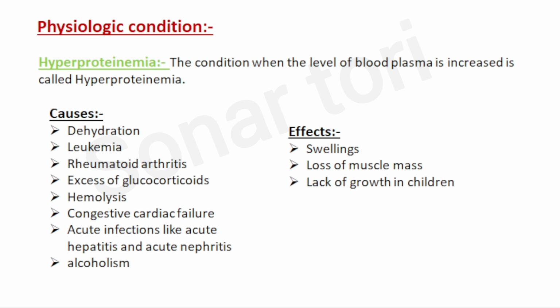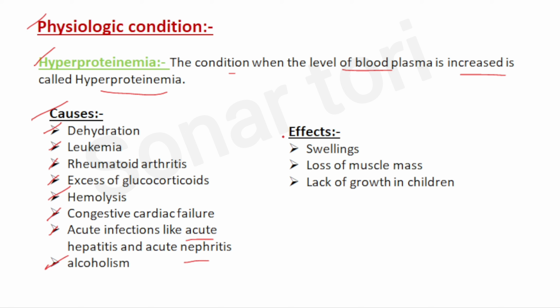Then there are some physiologic conditions of the blood plasma. The first condition is hyperproteinemia. The condition when the level of blood plasma protein is increased is called hyperproteinemia. Some causes of hyperproteinemia are dehydration, leukemia, rheumatoid arthritis, excess of glucocorticoids, hemolysis, congestive cardiac failure, acute infections like acute hepatitis and acute nephritis, then alcoholism.